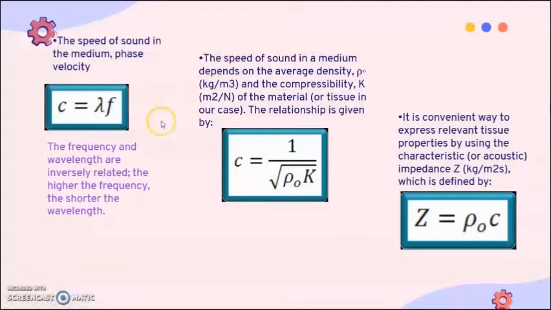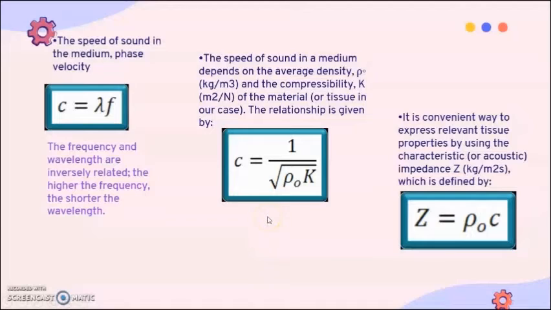To find the speed of sound in the medium, the phase velocity, we use the formula c equal to lambda f. The frequency and the wavelength are inversely related. The higher the frequency, the shorter the wavelength.